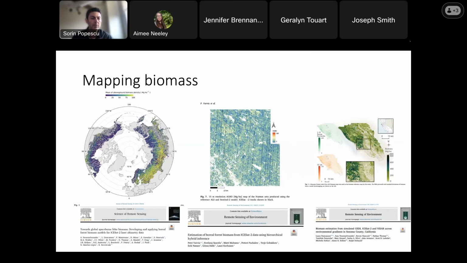Amy Neuschwander's study, recently published in RSC last year, looked at the boreal biomass density; the same boreal biomass in Scandinavia with Varvia et al.; and an earlier study that looked at simulated data, but with both GEDI, ICESat-2, and NISAR for mapping biomass in California.